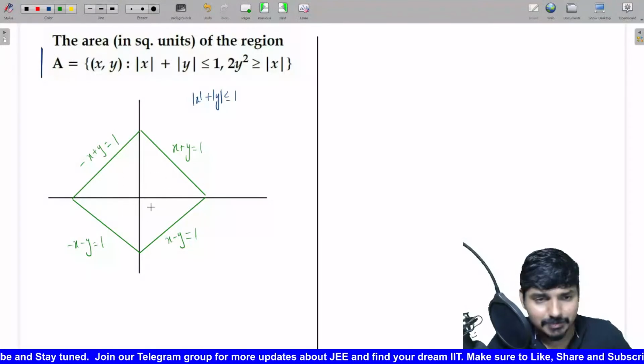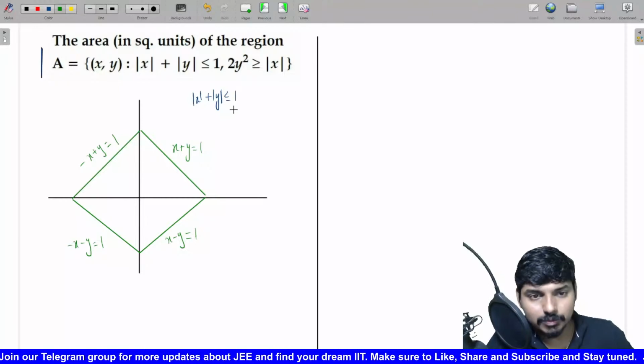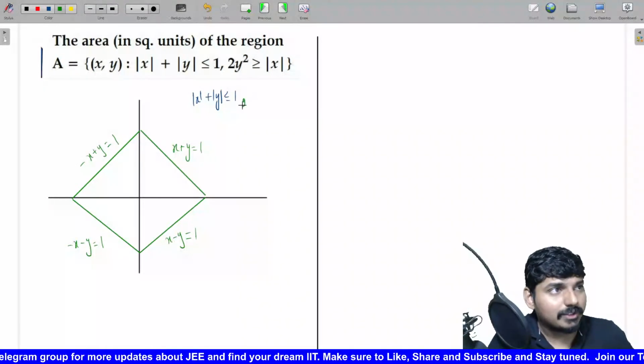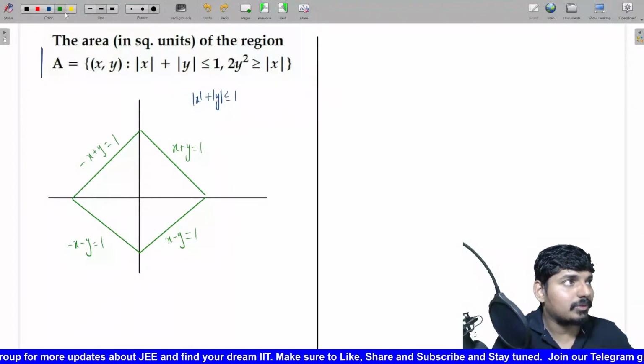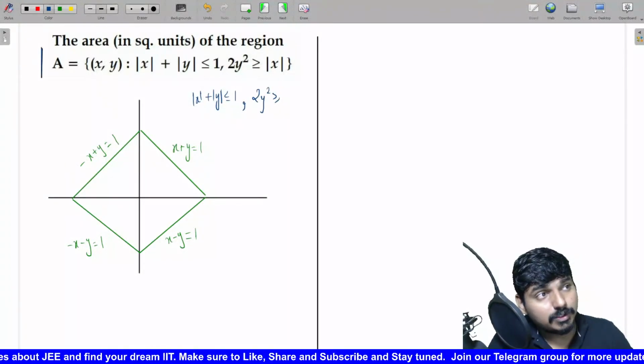आपको ये वाला region मिलेगा. And this is the graph of mod x plus mod y less than or equal to 1, everyone. When you draw the graph of the next one given for you, that is going to be 2y square greater than or equal to mod x.